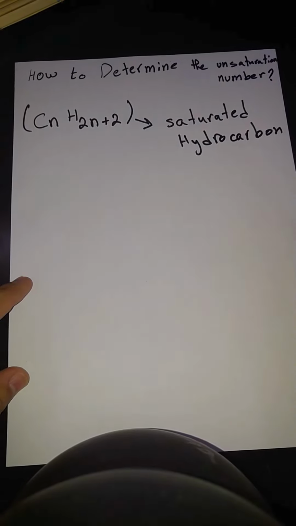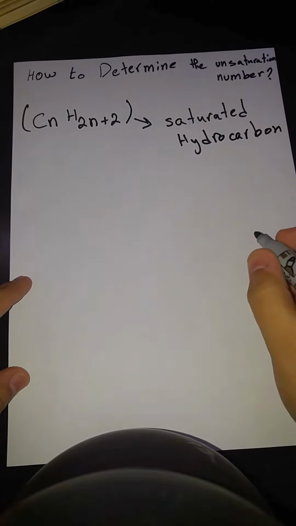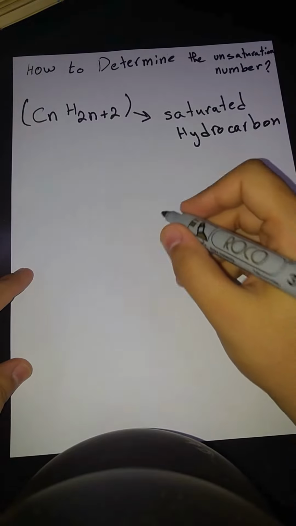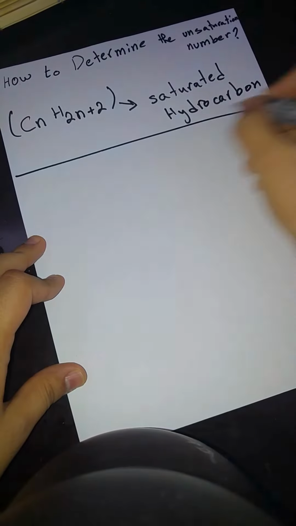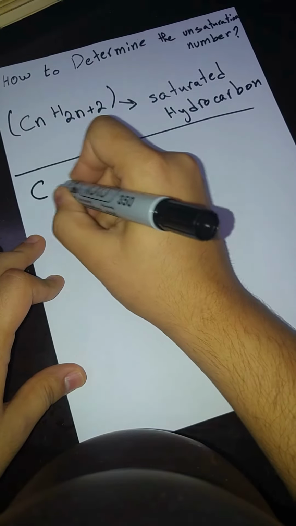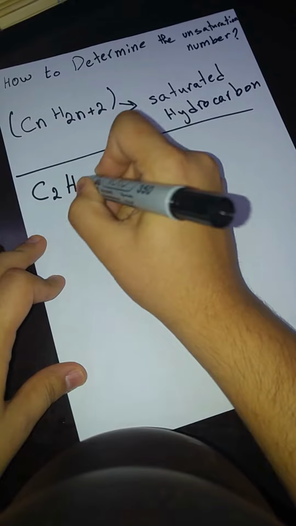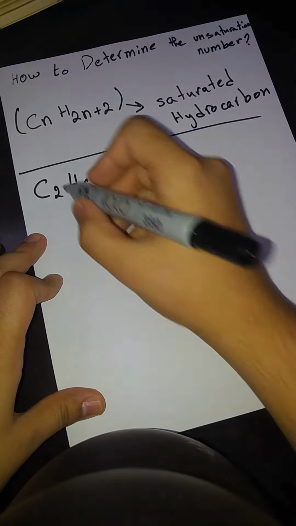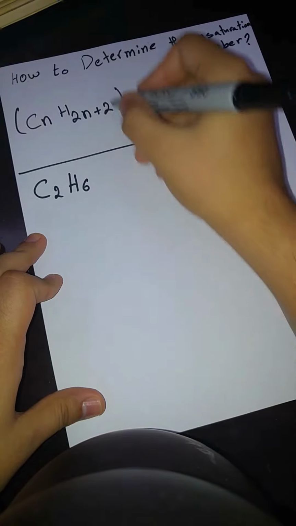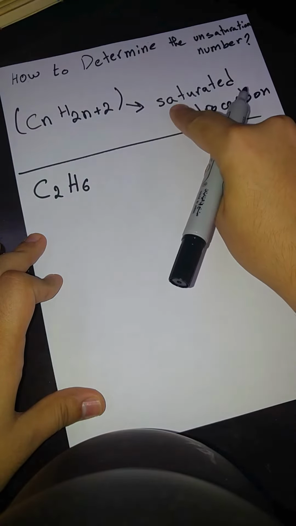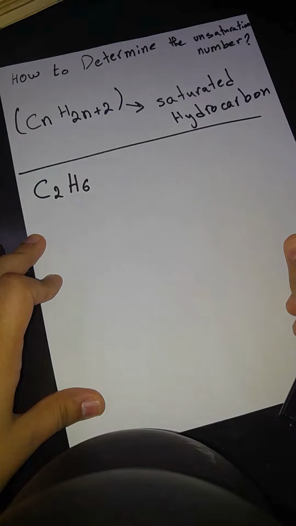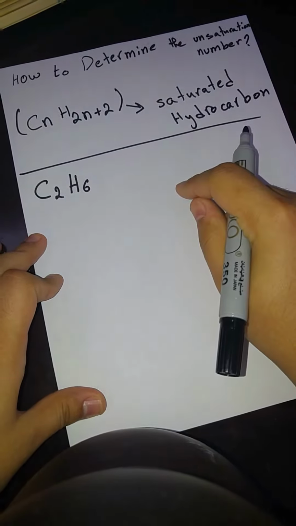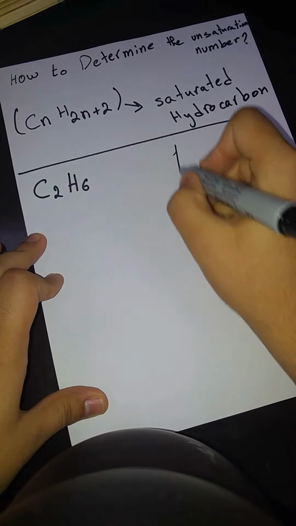The first step we have to do is to check whether the hydrocarbon given to us is saturated or not. For example, C2H6. How to know if it is saturated or not? First of all, as we've seen, this is the formula to detect whether the hydrocarbon is saturated or not. If it applies this formula, it means that it's saturated. Let's try.